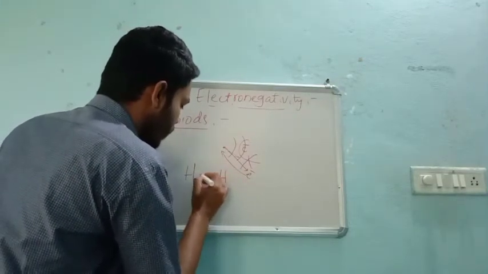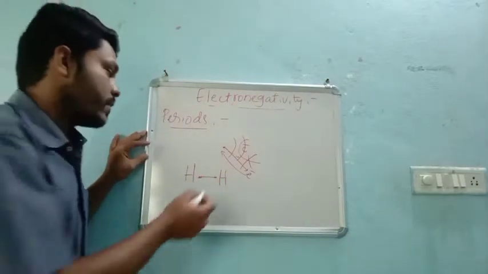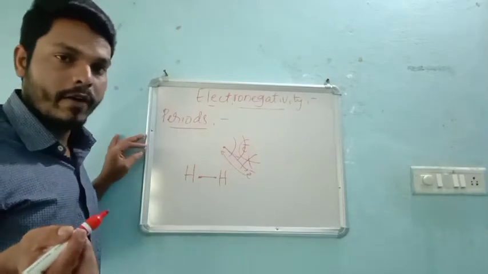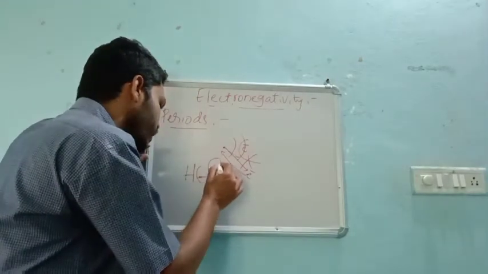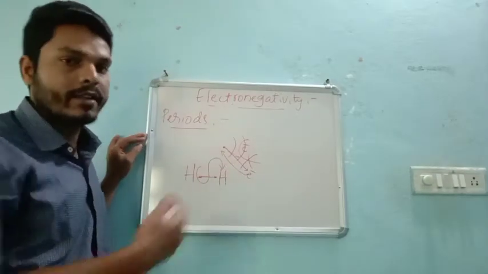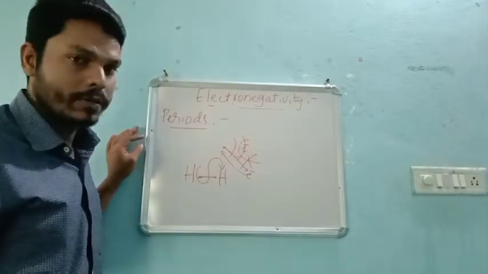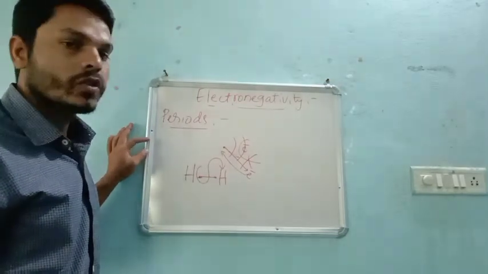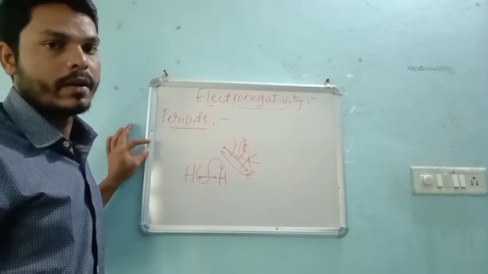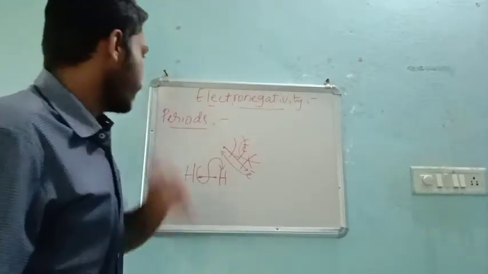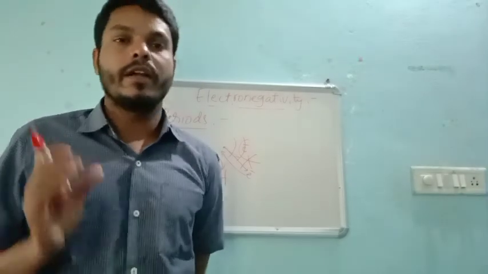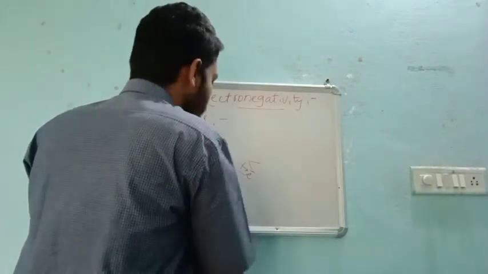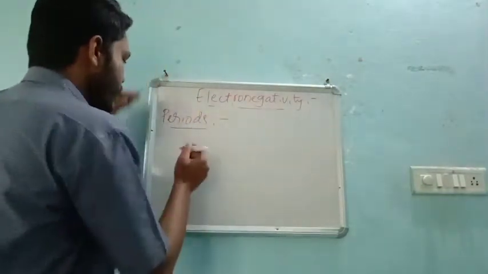So if this element has shared one electron, this hydrogen has also shared one electron. Any element that has the ability to drag or attract the shared pair of electrons towards itself is called a strongly electronegative element. And electronegativity increases as the size decreases. The decrease in size we can see in the case of a period, as I already explained in that class.